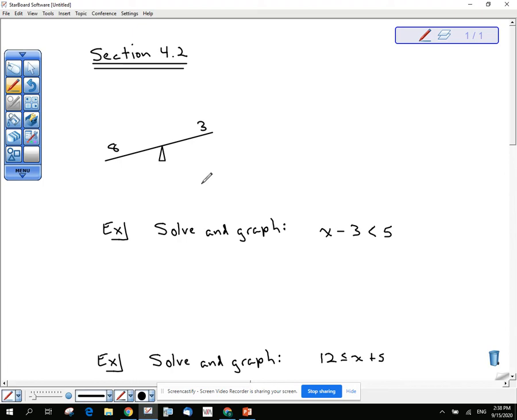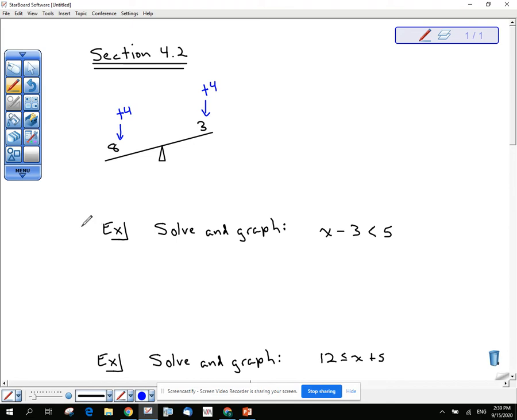Let's just say that these are weights, and this is 8 pounds and this is 3 pounds. Obviously this is what would happen on a balance scale. The 8 would weigh down farther than the 3. And here's the question: what if we then added 4 to both sides? Wouldn't the sense of the inequality stay the same? Wouldn't this then be 12 and this is 7, and you'd still have the heavier weight here? What if you took away 3?